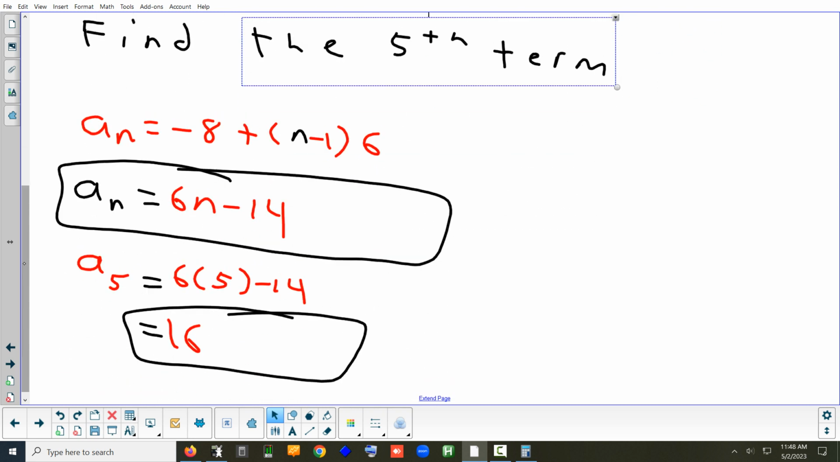Okay, so again, not that you need the formula to find the fifth one here. That wasn't that far away, but they would probably ask you to find one that's a lot further than 5. Okay, questions on that?